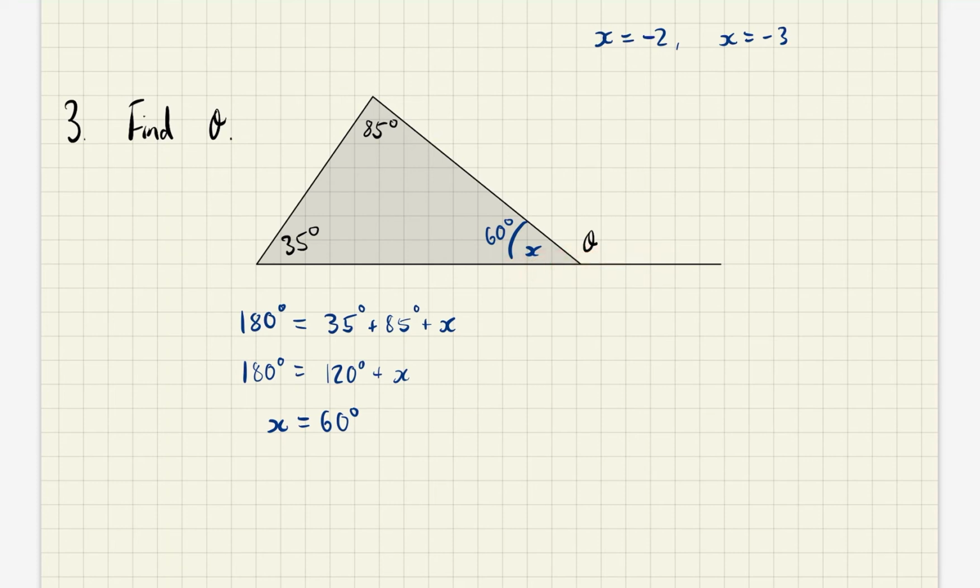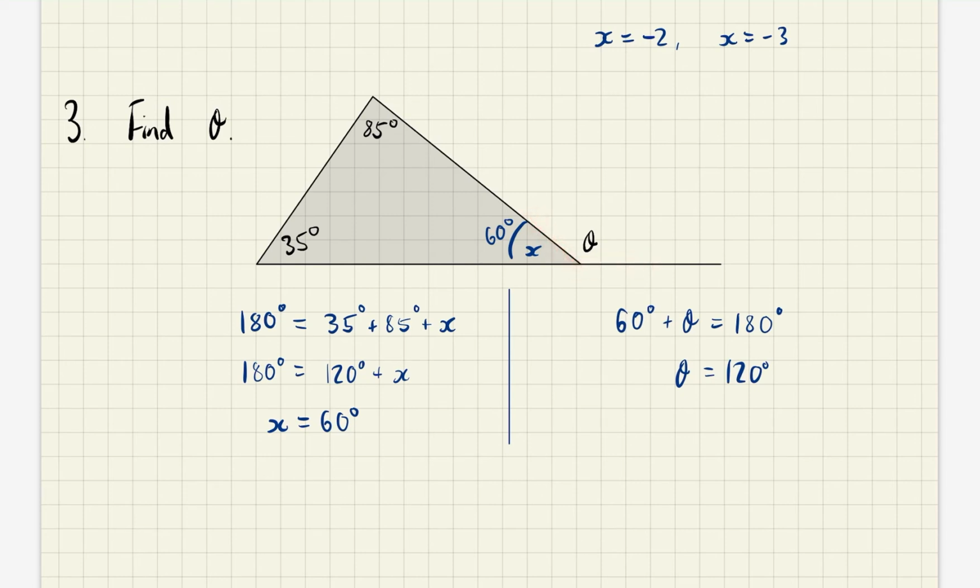Now to find theta, well, this is a straight line, and a straight line when we're looking at angles is always 180. So just draw a line here. 60 degrees plus theta is equal to 180. So that means theta is going to be 120 for the same reasons that we found before. So that's the answer.